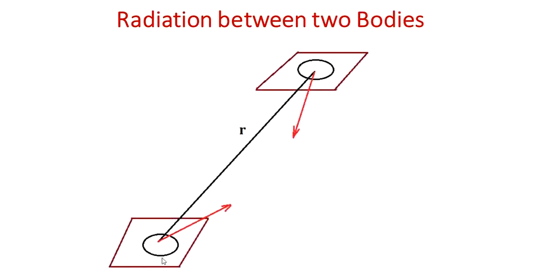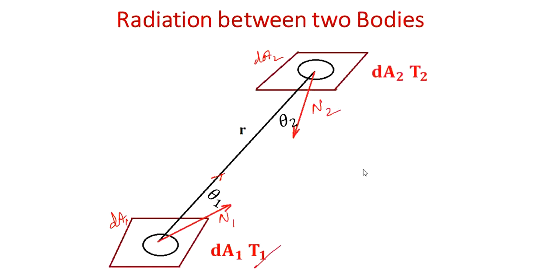Next, the relation between the two bodies, that is heat transfer between the two bodies, which are placed like this. It has the theta 1 angle, it has the theta 2 angle. These are the normals to each body, normal 1, normal 2. This is the radiation having dA1, and this is dA2, with dA1 maintained at temperature T1. This is maintained at temperature T2. Note this sketch. Next you proceed.